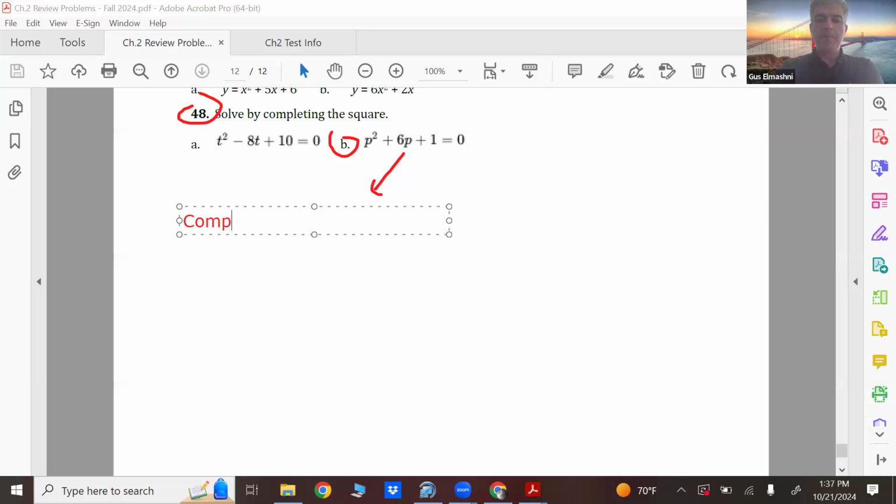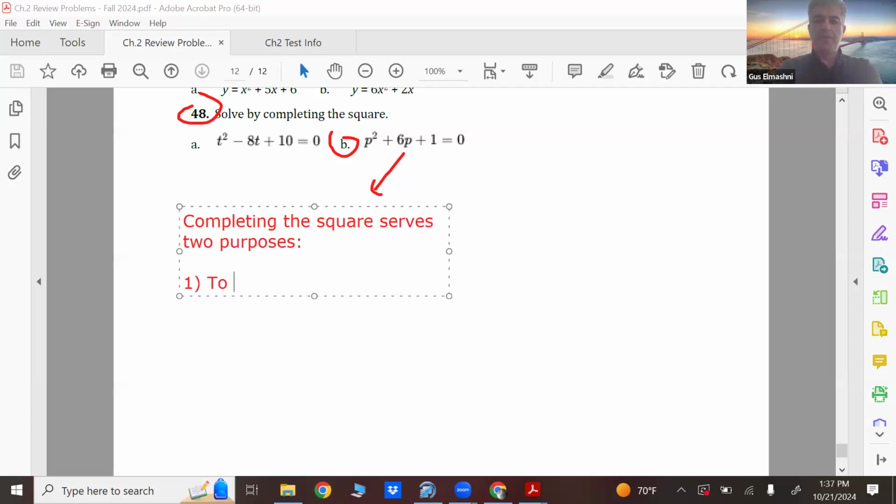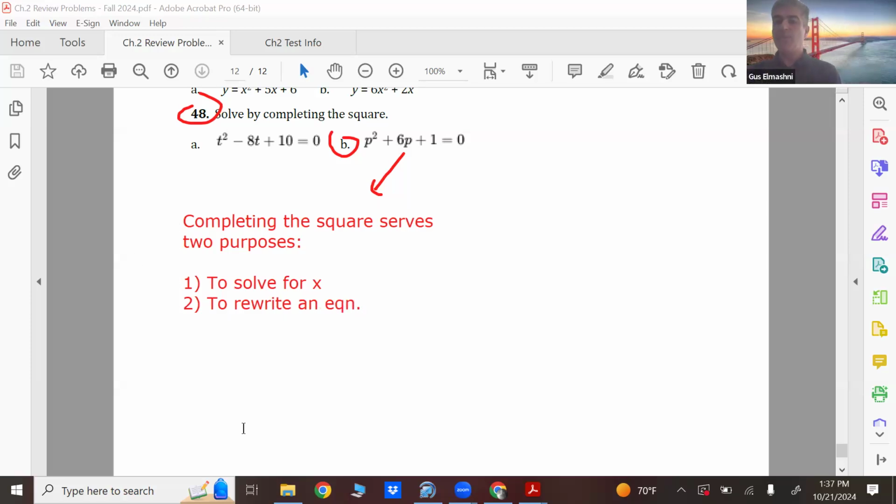So when you complete the square, completing the square serves 2 purposes: solve for x, or rewrite an equation. On our test, it's really the second purpose. On this review guide, they do it for the first purpose, but they're really the same process.